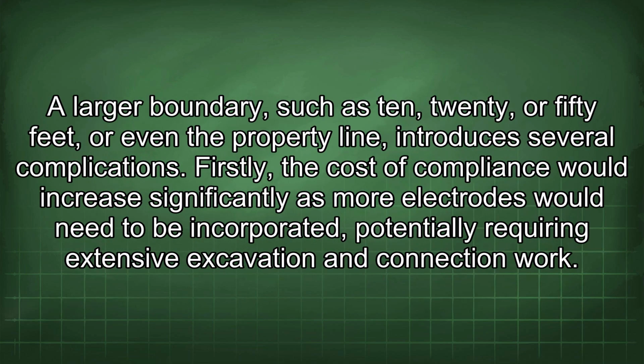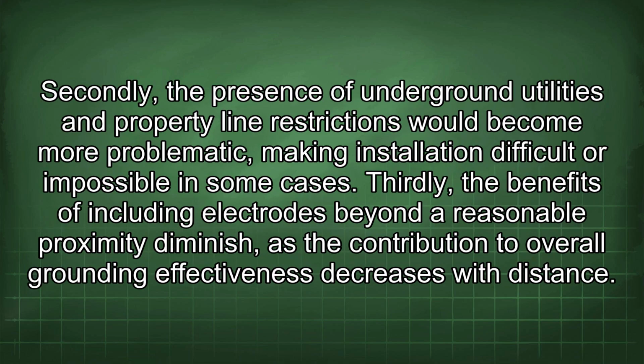A larger boundary, such as 10, 20, or 50 feet, or even the property line, introduces several complications. Firstly, the cost of compliance would increase significantly as more electrodes would need to be incorporated, potentially requiring extensive excavation and connection work. Secondly, the presence of underground utilities and property line restrictions would become more problematic, making installation difficult or impossible in some cases.